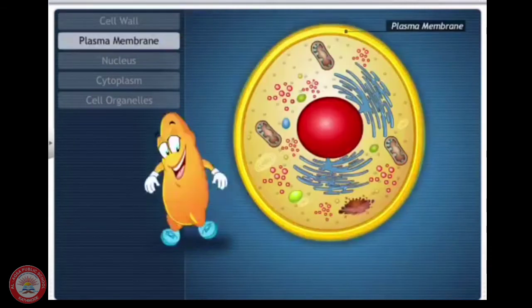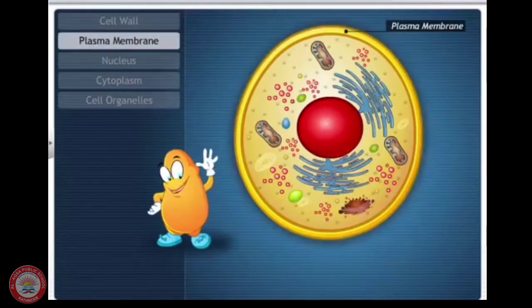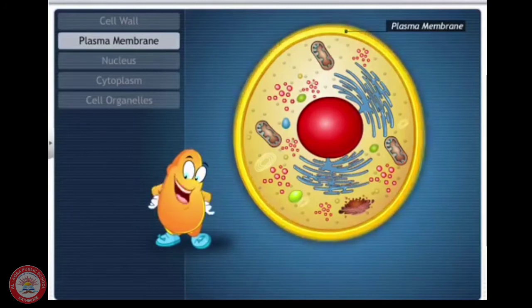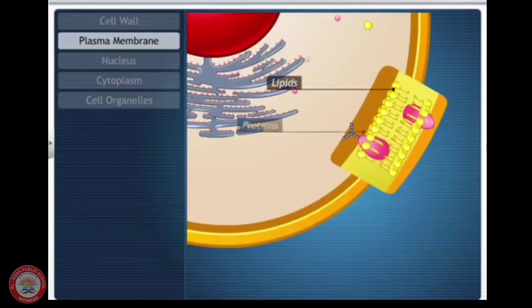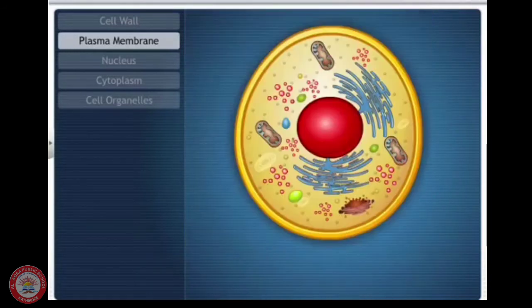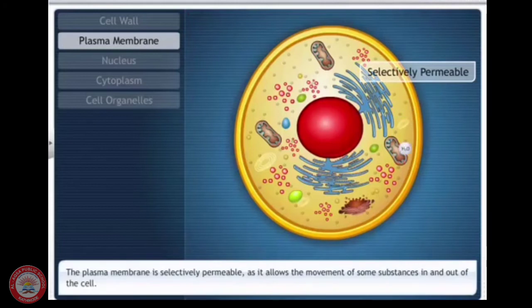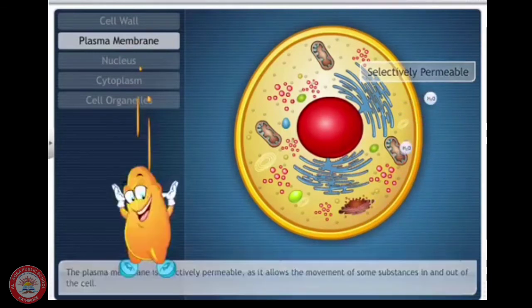Now let us take a closer look at the cell membrane or the plasma membrane. Plasma membrane is a living membrane that is made of lipoproteins, that is lipids and proteins. It is a selectively permeable membrane, which means it allows or permits the entry and exit of some materials in and out of the cell.